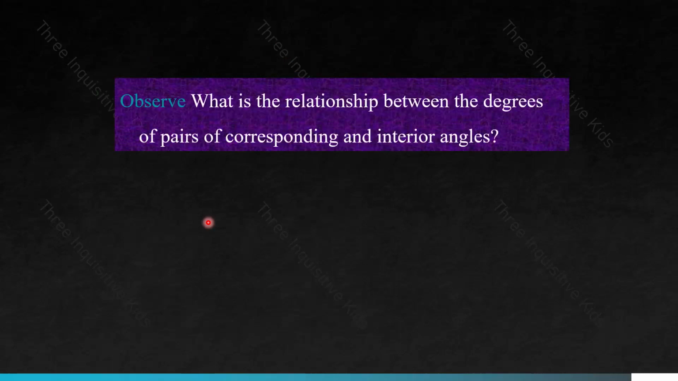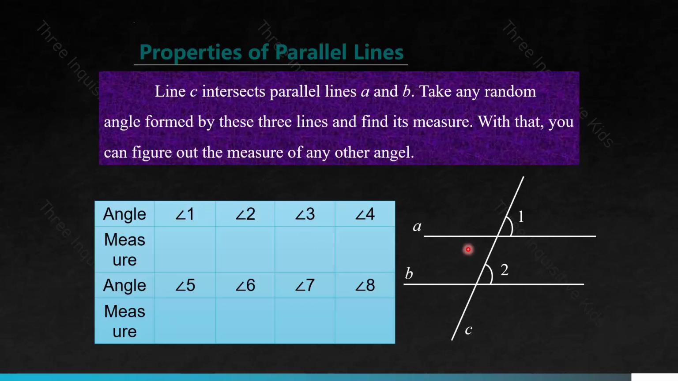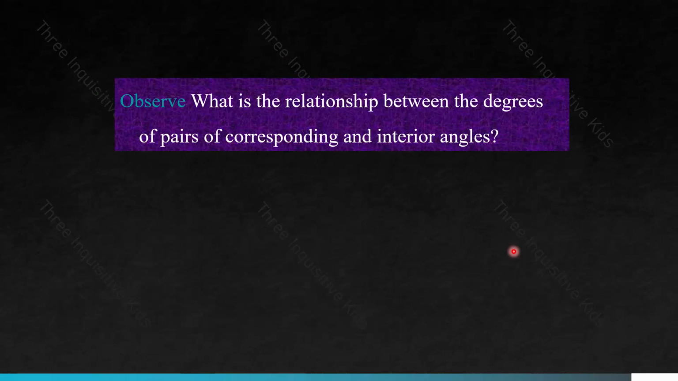What is the relationship between the degrees of pairs of corresponding and interior angles? I want you to try this on a piece of paper. Just draw something approximate. You don't even have to really measure it out. Say you give angle 1 30 degrees, and fill out this table. What will every other angle be? I know not every single angle is marked up here, but all you have to do is mark it on your own piece of paper and then fill it out. Based off of your conclusion, I want you to answer this question. What is the relationship between the degrees of pairs of corresponding and interior angles? Pause the video and try that by yourself.